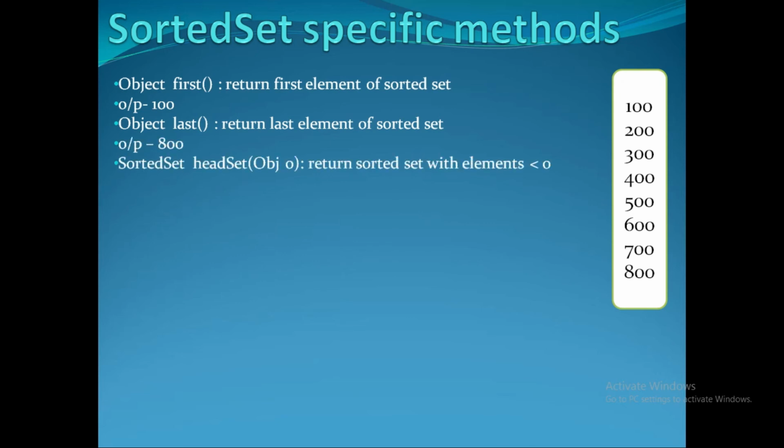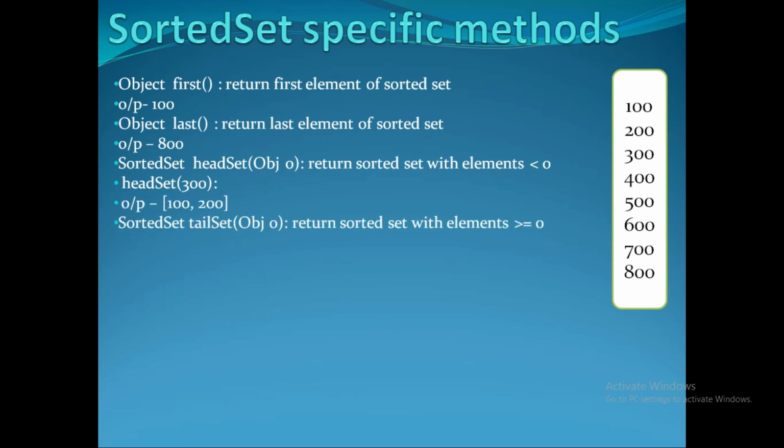The next method is headSet, which takes one input parameter. It returns the SortedSet with the elements less than whatever is specified. Suppose we are giving 400. So what will it return? It will return all the elements less than 400. Let's consider the example headSet of 300. It will return all the elements less than 300, so the output will be 100, 200.